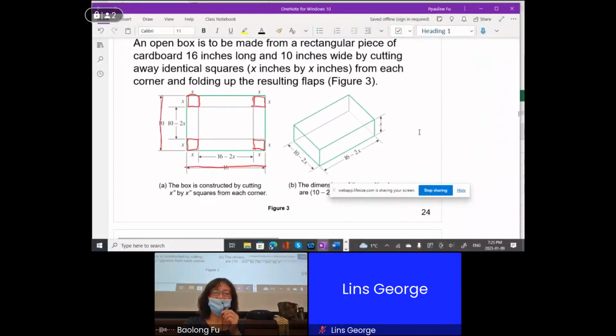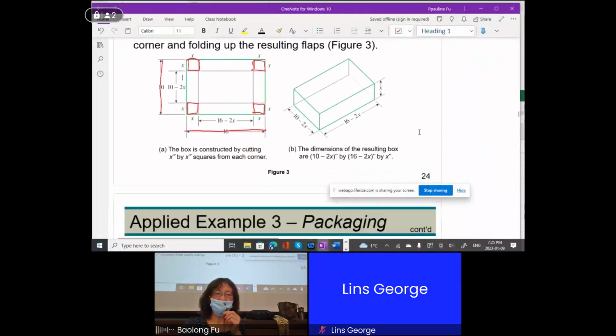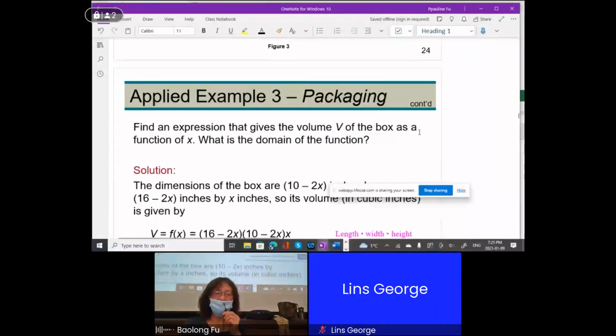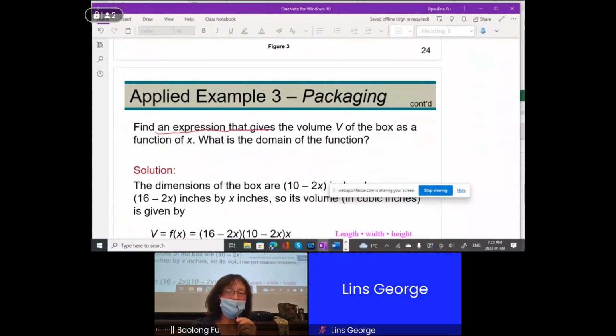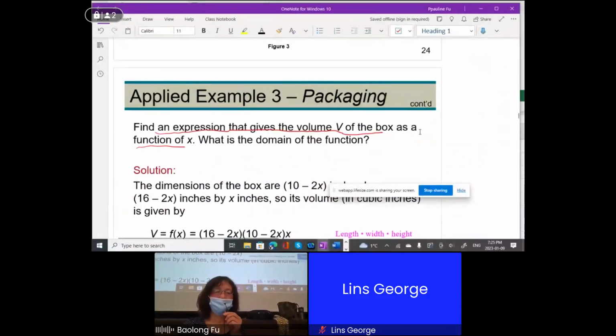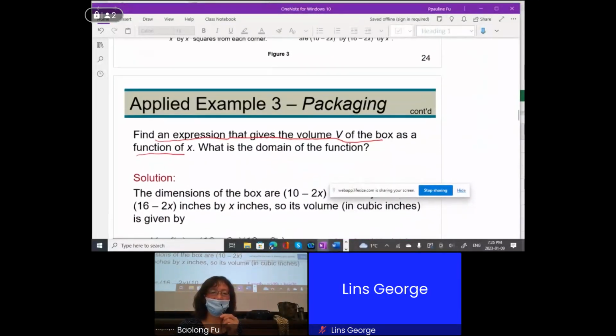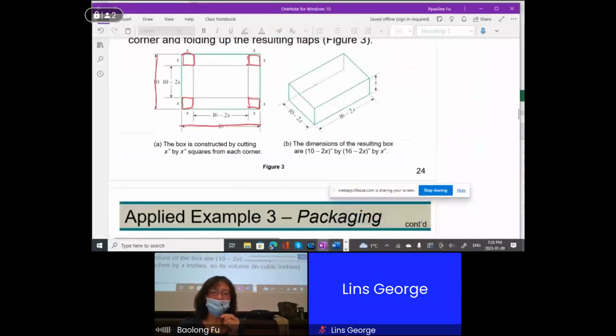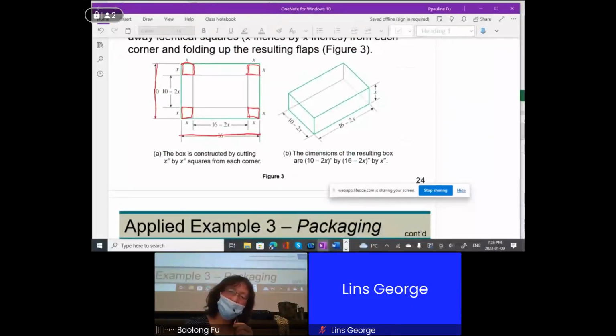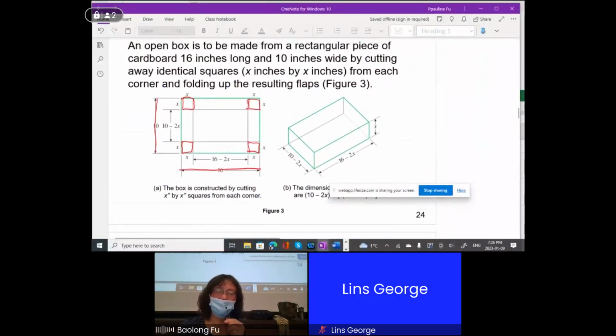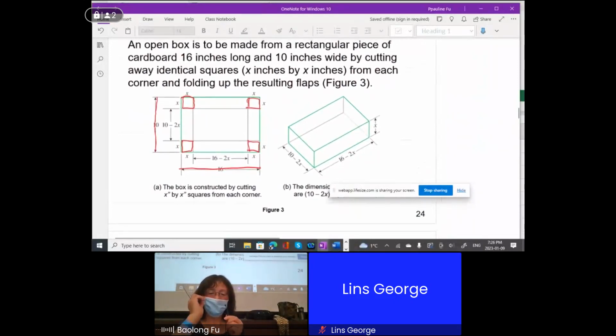Now what is the question here? Find an expression that gives the volume V of the box as a function of x, and then find the domain of the function. So let's find the volume V. This is an open box, and it has a volume.